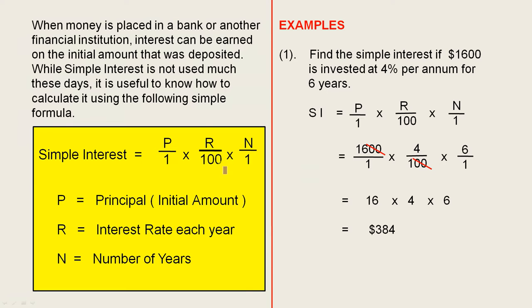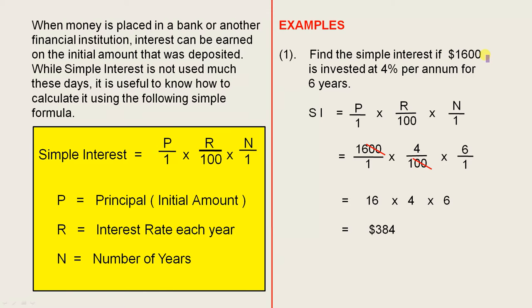So simple interest equals P over 1 times R over 100 times N over 1. P represents the principal, which is the initial amount that you invest. R is the interest rate each year, and N is the number of years. Let's have a look at some examples to see how the formula works.